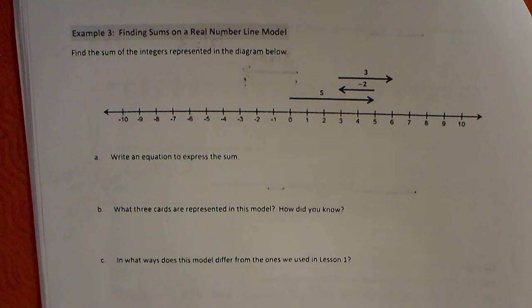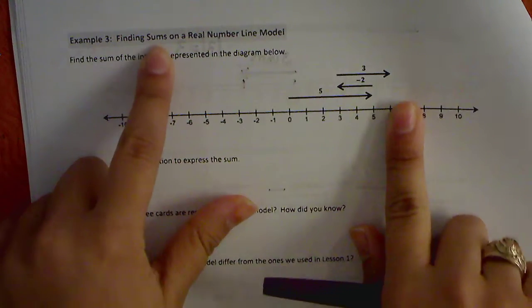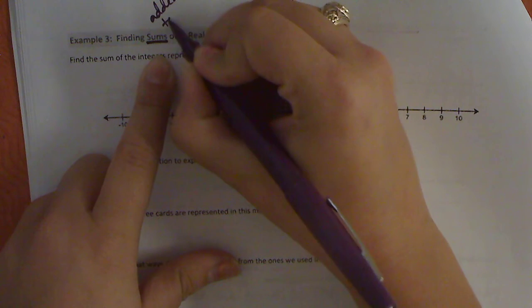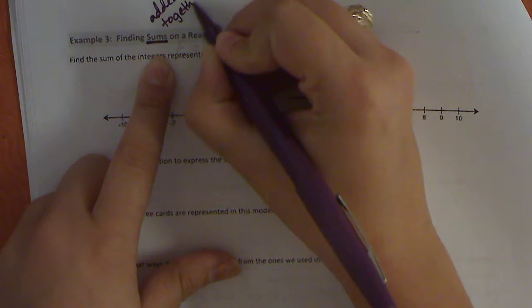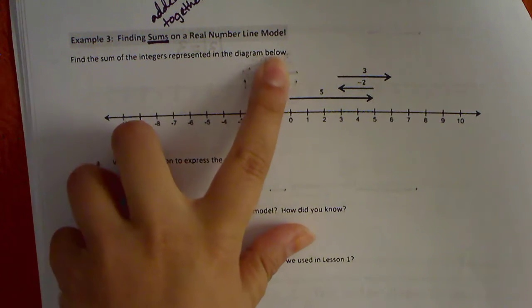Let's review how to find sums on a real number line model. So this is a real number line model, and we're going to find sums. What does sum mean? A sum means when we take numbers and we add them all together. So we're going to find the sum of the integers that are represented in the diagram below.